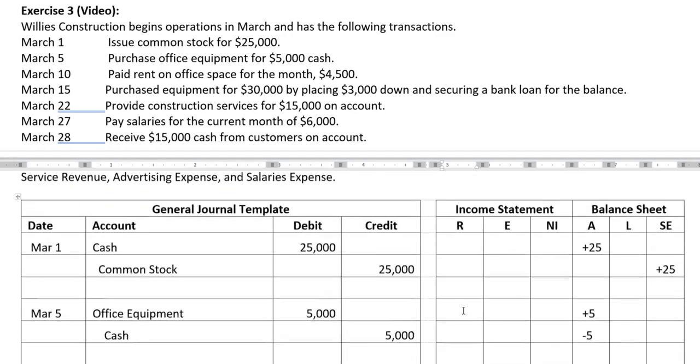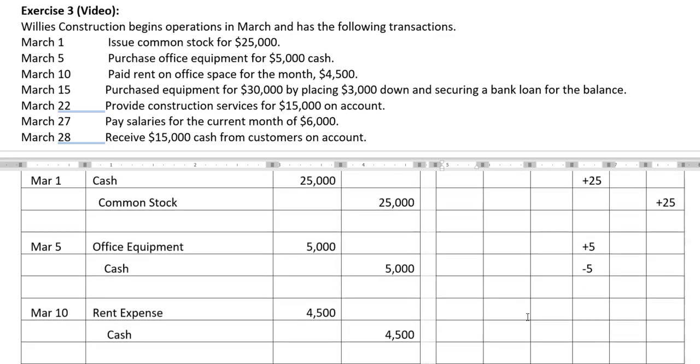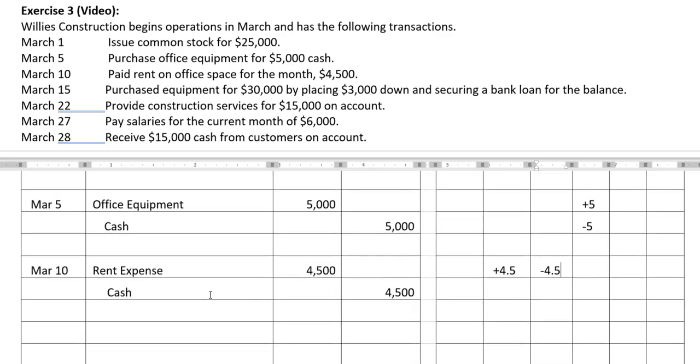Well, an expense account, definitely here. Income statement, we've got an expense. Our expenses are going up by $4,500. When expenses go up, what happens to income? Very good, income goes down. So we're going to take our income down by $4,500.